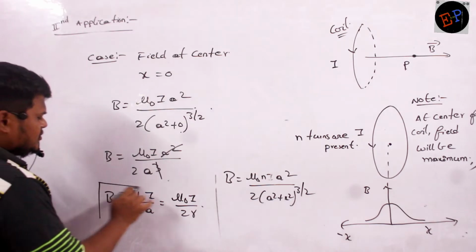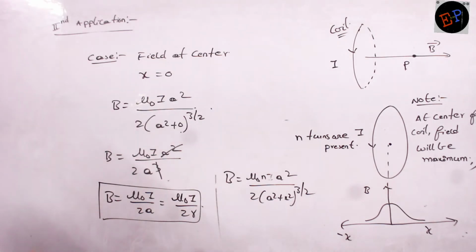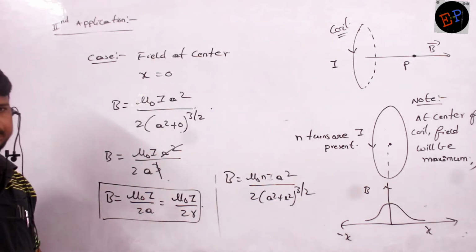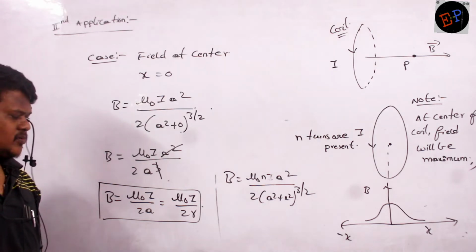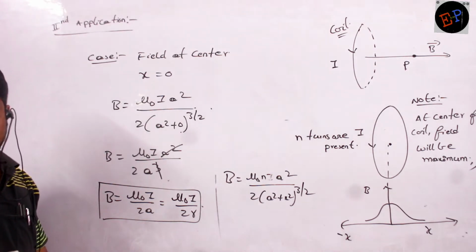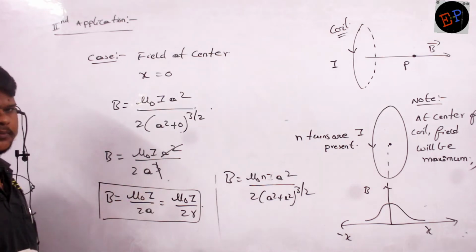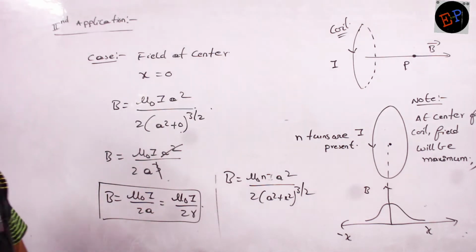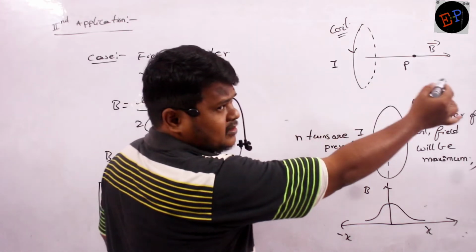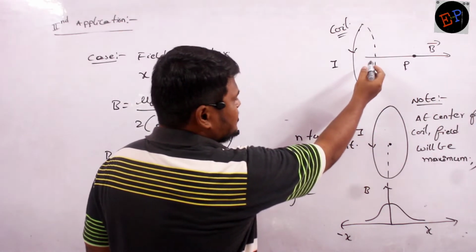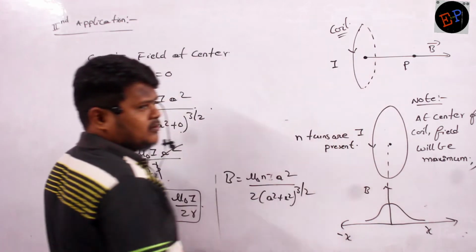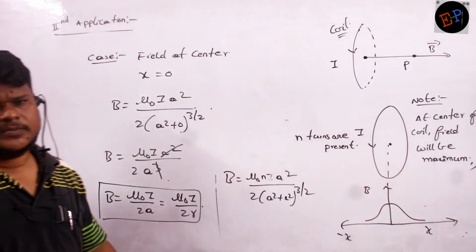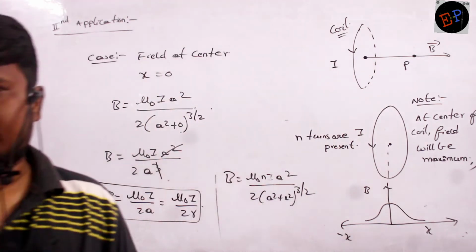Do you remember this equation? What is this equation? Mu naught I by 2R: magnetic field exactly at the center of the coil. Here also we got the same result. Are you able to understand? So we have just calculated on the axial line, that's all. And if you place x equal to 0, that is again exactly at the center of the coil only, no? So at the center of the coil, again you will get the same answer, mu naught I by 2R.